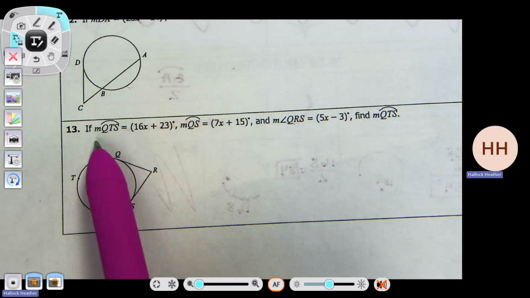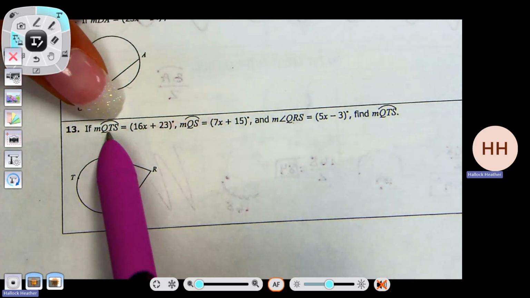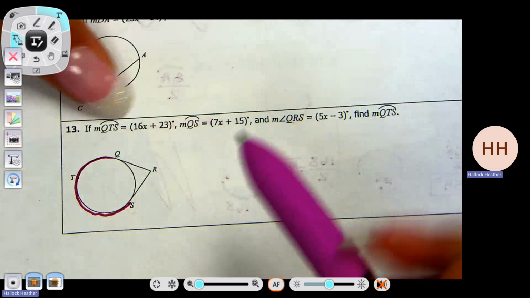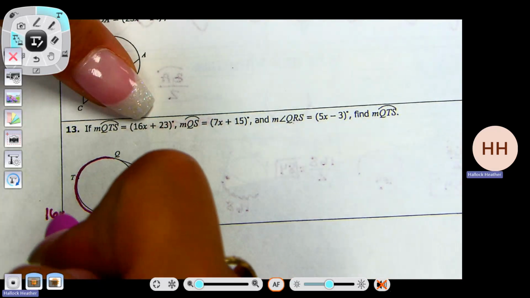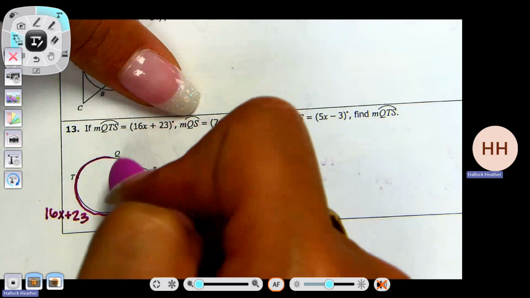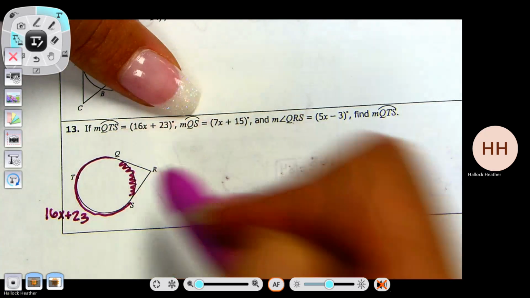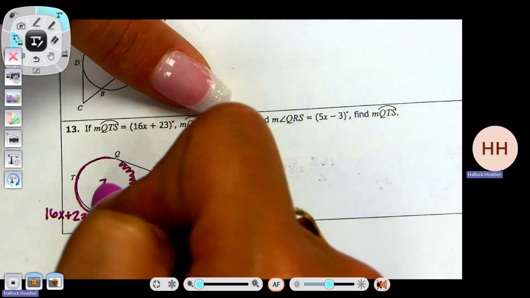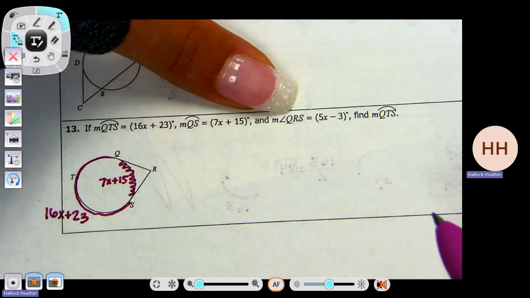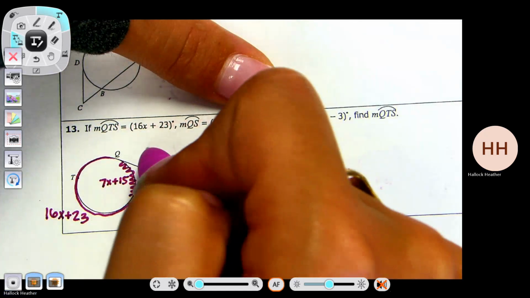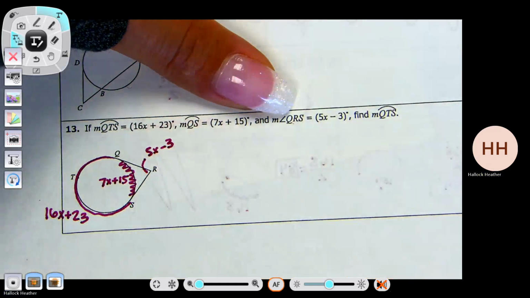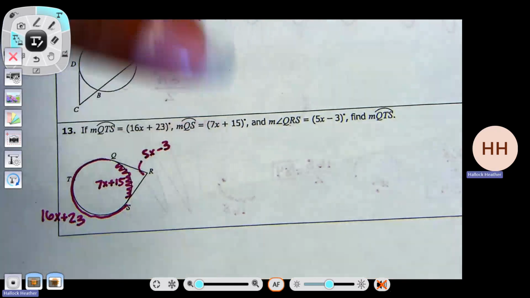Subtracting. So let's put our stuff on our picture first. We have QTS. That's this big piece. It's 16x plus 23. US is 7x plus 15. The angle QRS is 5x minus 3. And I'll worry about where I'm plugging it back in later.